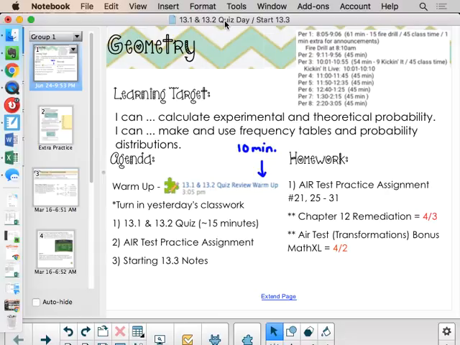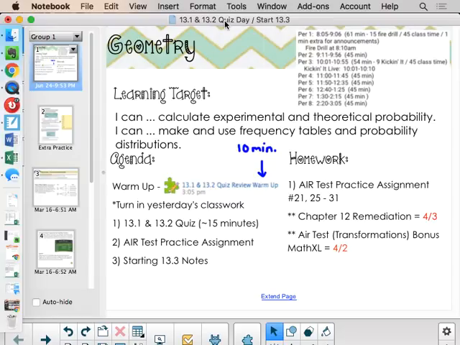So that's why homework this weekend is just focusing in on your air test practice assignment 21 and 25 through 31. Notice you're skipping questions. That's because you're skipping probability questions because we're not all the way down this chapter yet. The other thing that has become available to you on Math Excel, though, is the other bonus assignment. The other air test bonus assignment features transformations. The other topic you learned about in middle school that we're just crossing our fingers and hoping that you remember before the air test. Does that make sense?